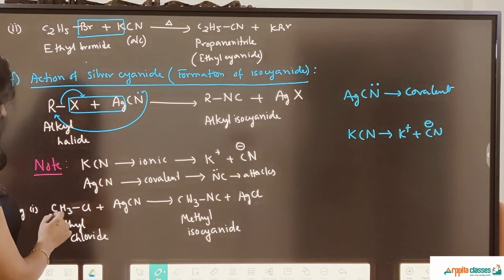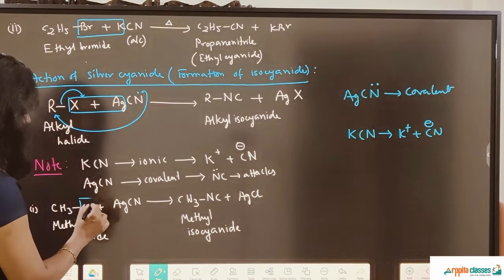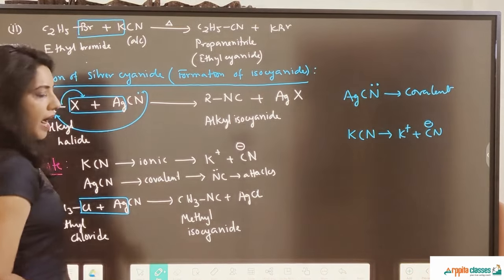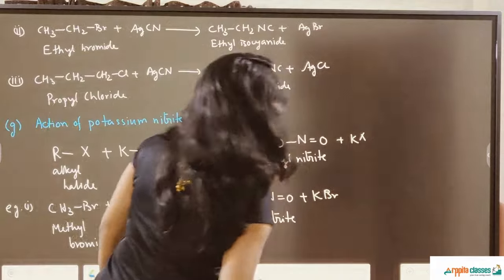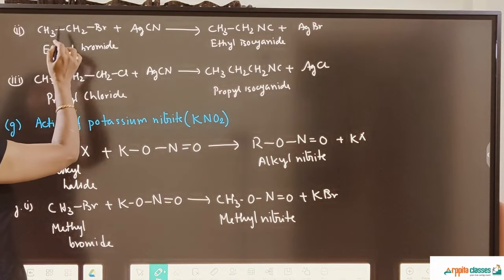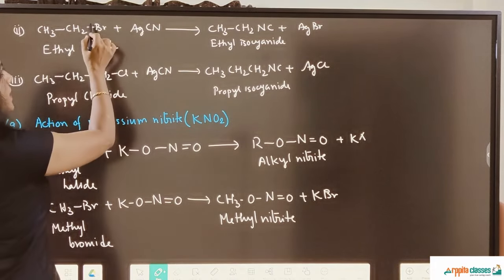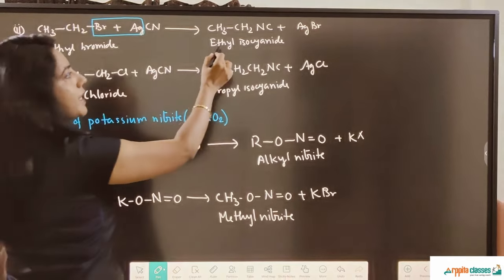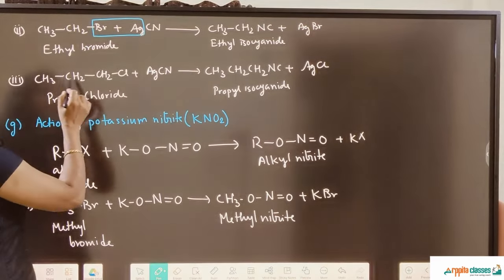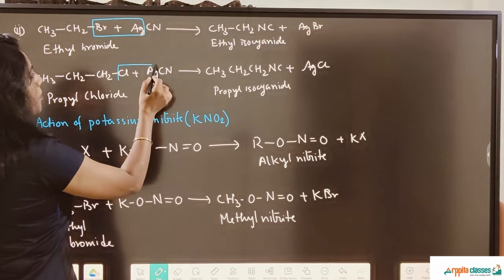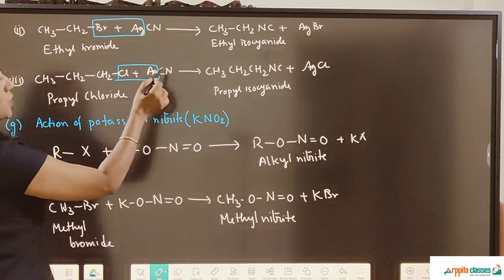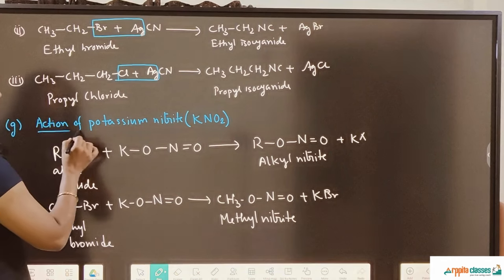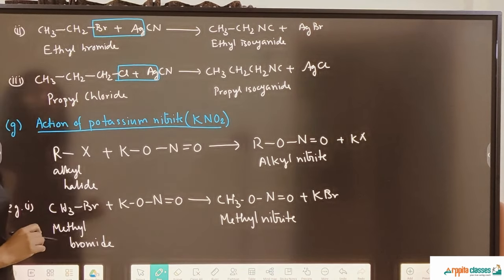Okay, so this is the example, CH3Cl plus AgCN. Just remove AgCl from here, you get CH3NC, that is methyl isocyanide. Another example is CH3CH2Br, ethyl bromide, plus AgCN. Just remove AgBr, you get CH3CH2NC, that is ethyl isocyanide. This is propyl chloride. Remove AgCl, you get CH3CH2CH2NC, that is propyl isocyanide.